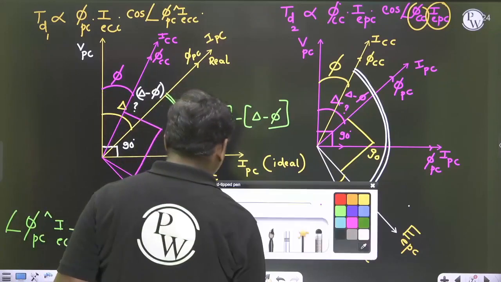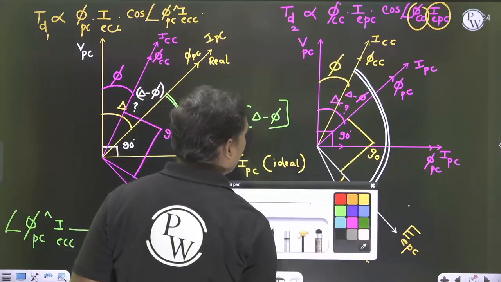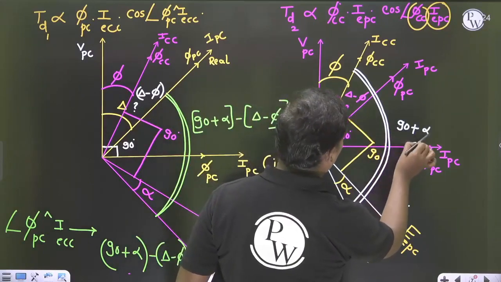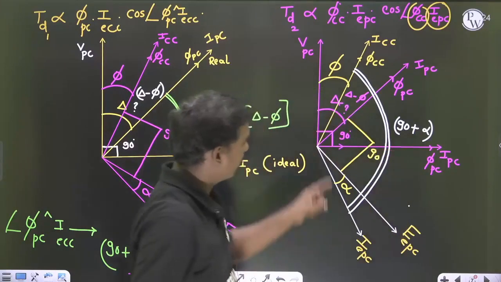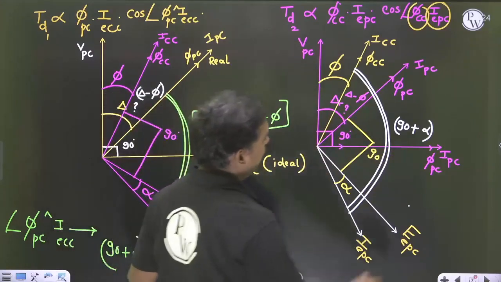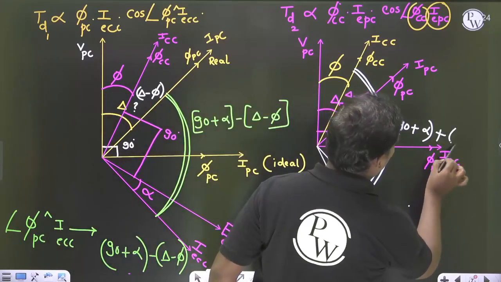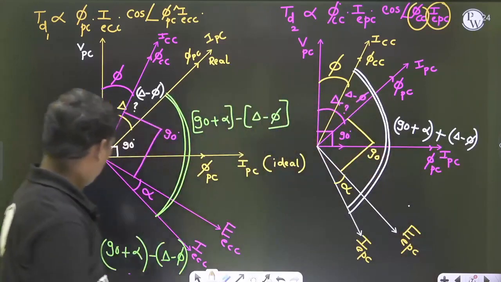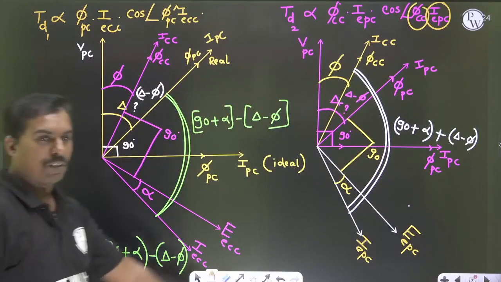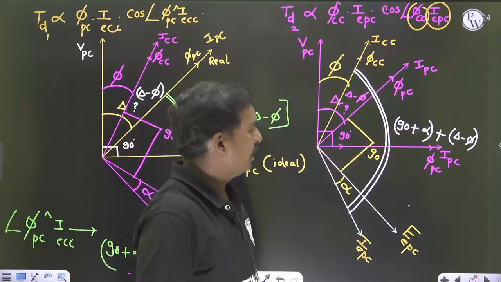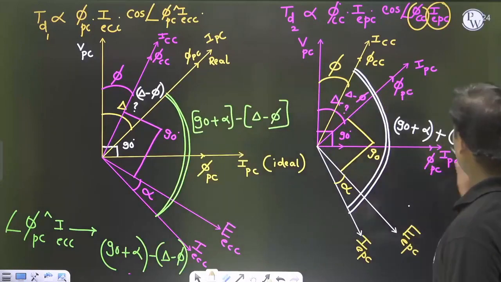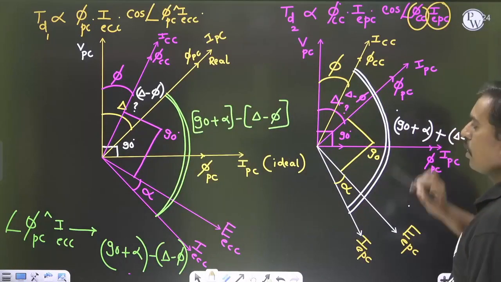So now the total will be what? This will be 90 plus alpha plus delta minus phi, hope all of you understood. Okay, so we got 90 plus alpha plus delta minus phi. So that is the angle between them, got it? This is what I want to say.